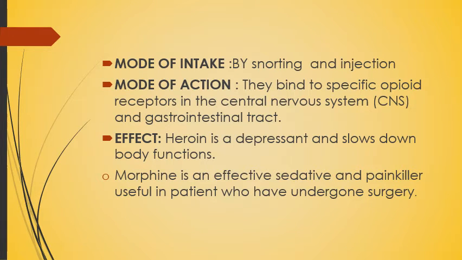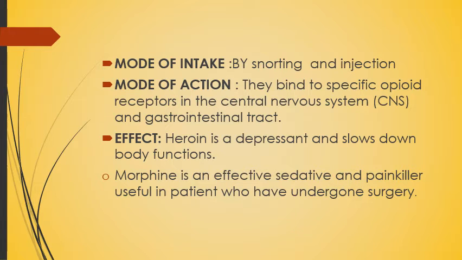Mode of intake is by snorting and injection. Mode of action: where they attach and which particular system is going to be affected. They bind to the specific opioid receptors in the central nervous system and gastrointestinal tract. After they bind, what particular action do they produce? Heroin is a depressant and slows down body function, meaning slowing the body down, making it work sluggishly.